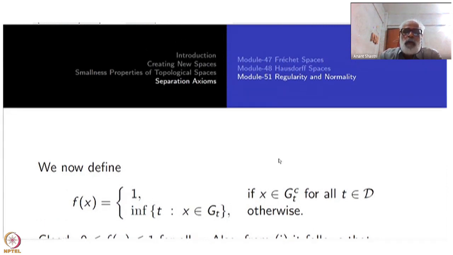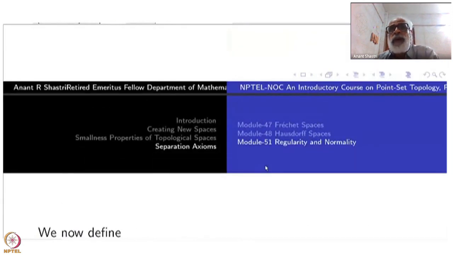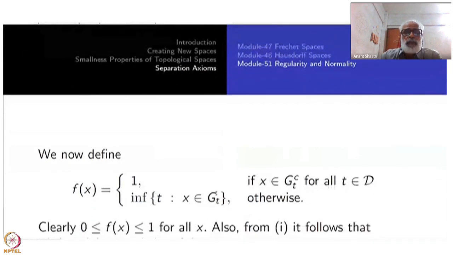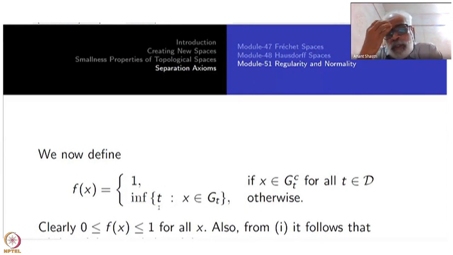See, all G_T's are inside G_T bar itself, inside B complement. So if x is not in any of them, then I am defining it as one. Otherwise, I will define it as the infimum of all t such that x exists inside G_T. See, at least this set is non-empty, therefore, infimum makes sense.